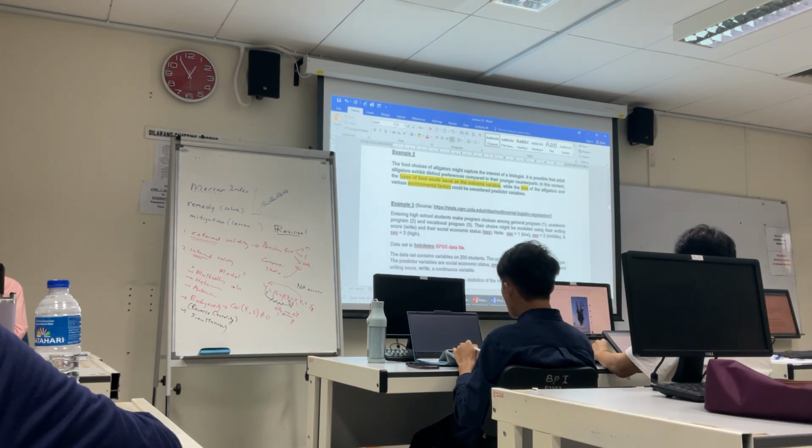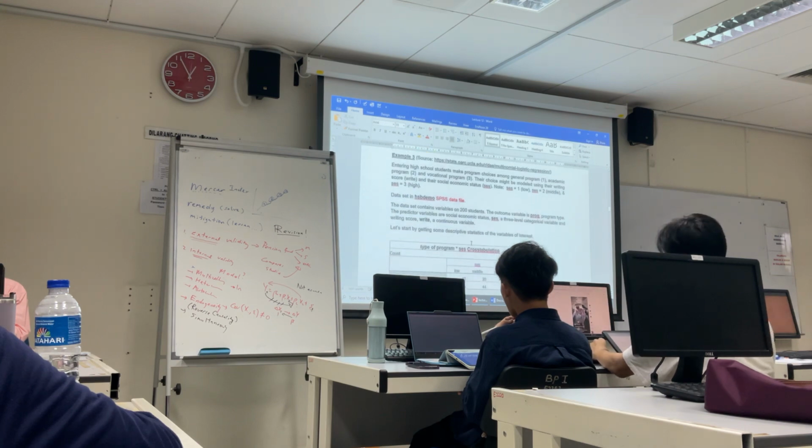Entering high school, students make program choices among general program, academic program, vocational program. So when a student enters high school, you may choose academic, vocational, or general program. Their choice might be modeled using the writing score or the socio-economic status (SES). Okay, the score, right? 1, 2, or 3, right?